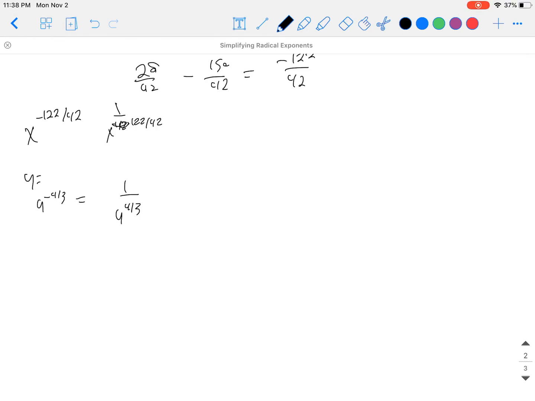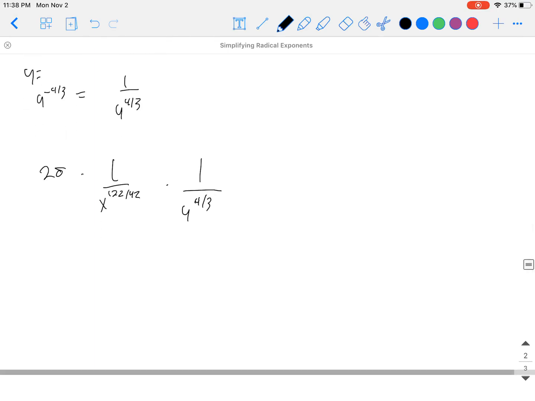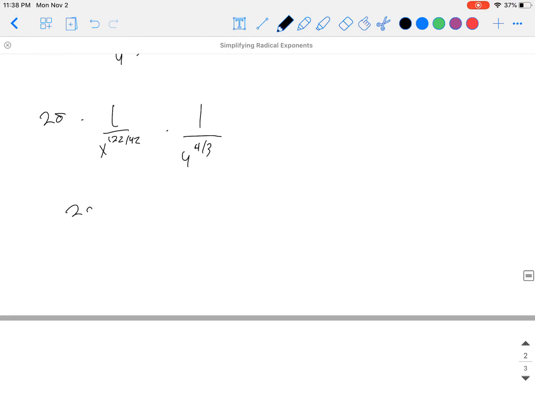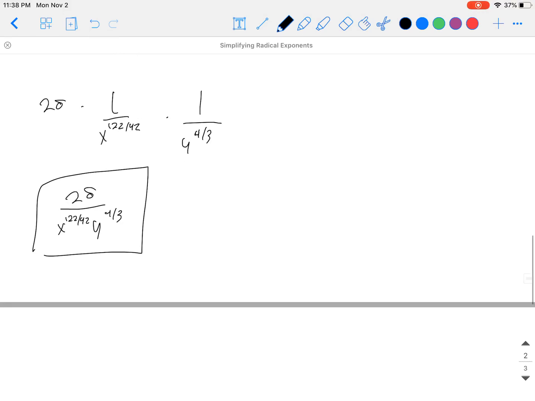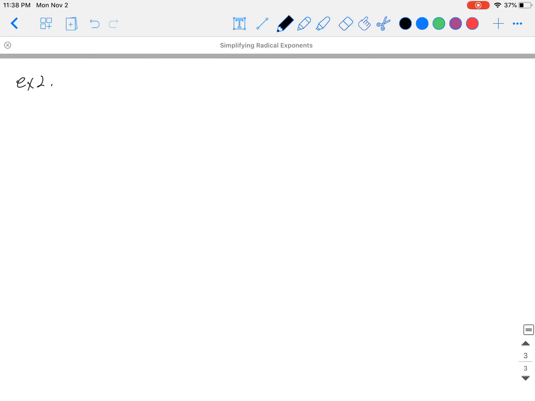Finally, if we put the real number and both variables together, we get 28 times 1 over x to the 122 over 42 times 1 over y to the 4 thirds. Multiplying this out, we get 28 over x to the 122 over 42 times y to the 4 thirds, and this is the simplified expression. Alright, so that's example 1. Now let's move on to example 2 for the day.